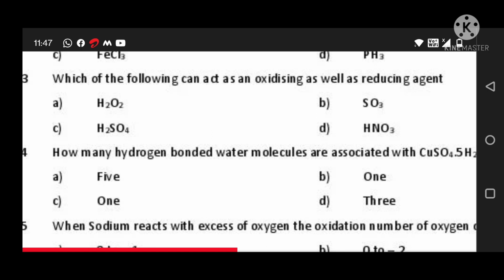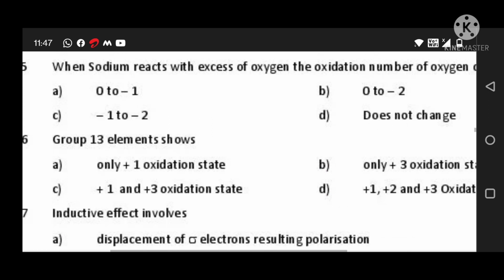How many hydrogen bonded water molecules are associated with copper sulfate pentahydrate? So answer is 1. One water molecule forms hydrogen bond, 4 form coordinate bonds. When sodium reacts with excess of oxygen, the oxidation number of oxygen changes from 0 to -1 because it forms sodium peroxide. Group 13 element shows +1 and +3 oxidation state.